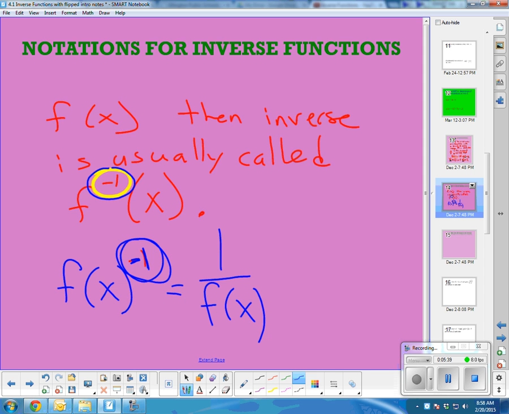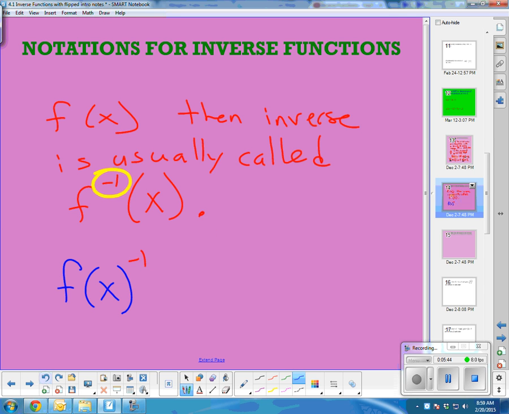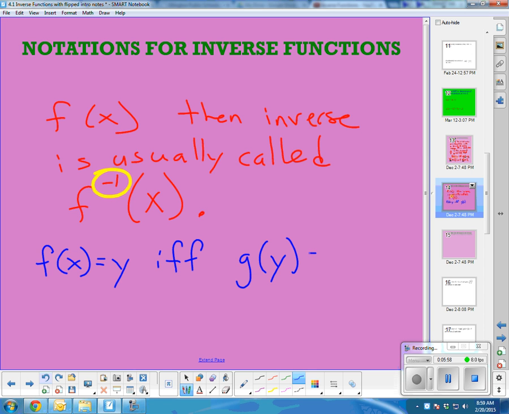It is a notation to indicate the inverse function. So from my previous slide, where we would say that f of x equals y if and only if g of y equals x, this g of y is normally written as f inverse of x. And that can get pretty tricky because we are now using x to mean two different things.